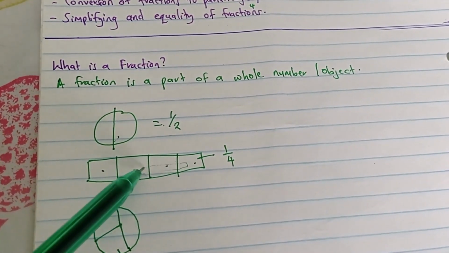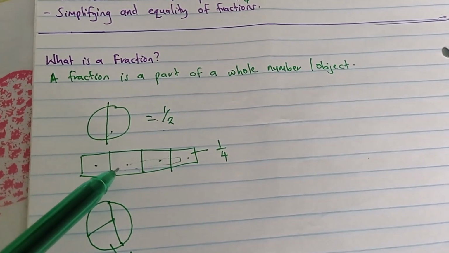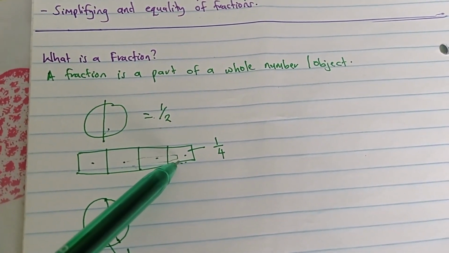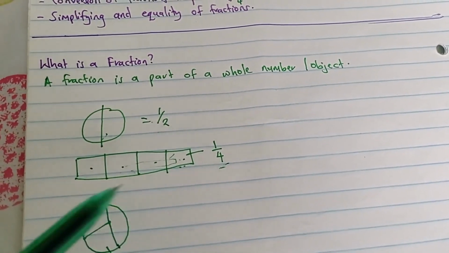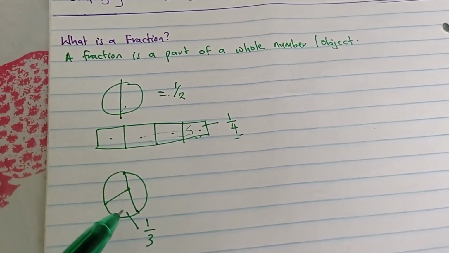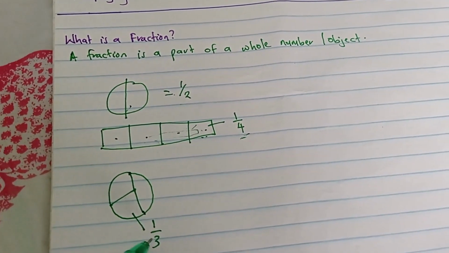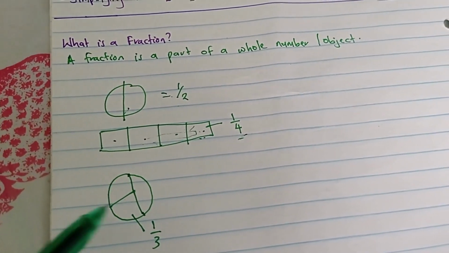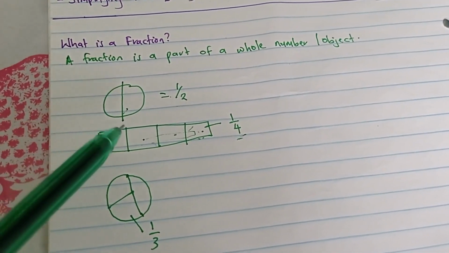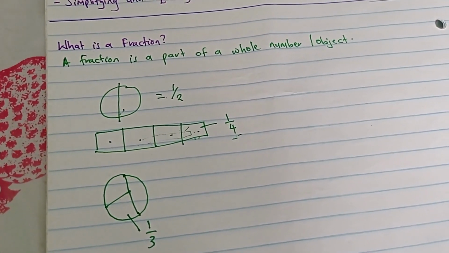This is, let's say, chocolate. Then you have divided it into four parts. One part is a quarter of the chocolate. So this quarter is the fraction. Same with this circle, I've divided it into three parts. Now one part of this is a third of the circle. Yes, so that's what a fraction is. A part of a whole number or an object.